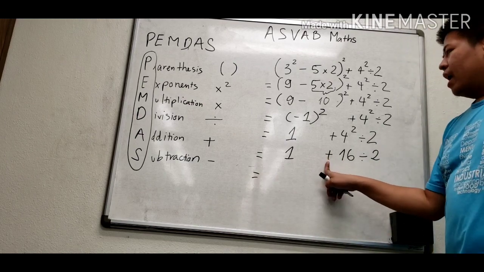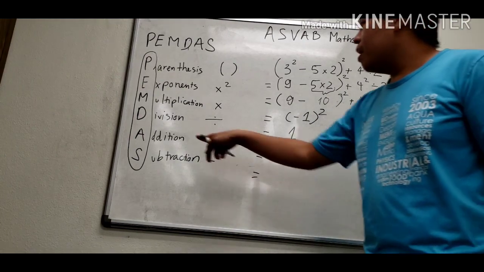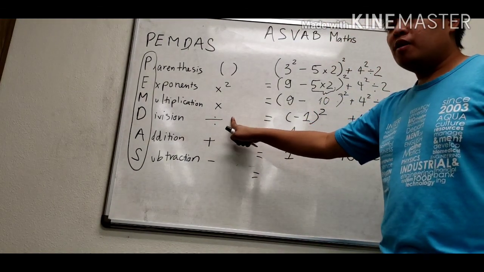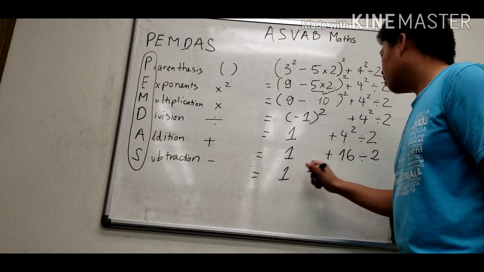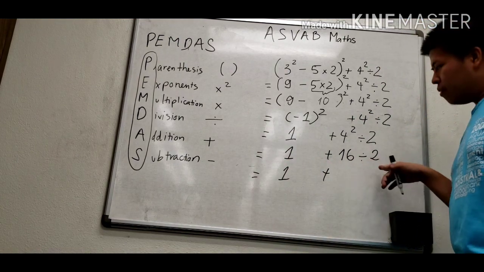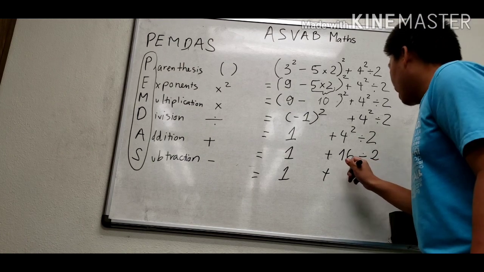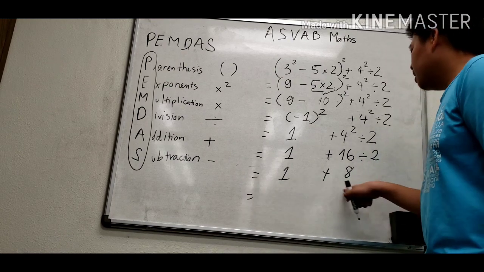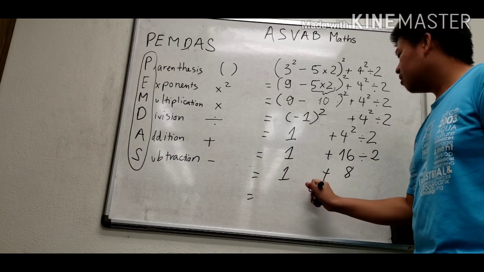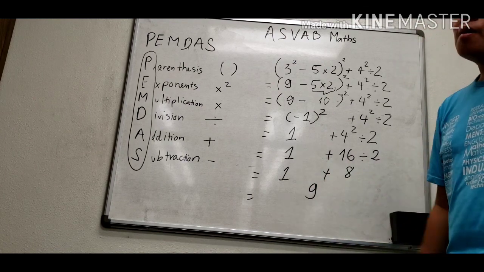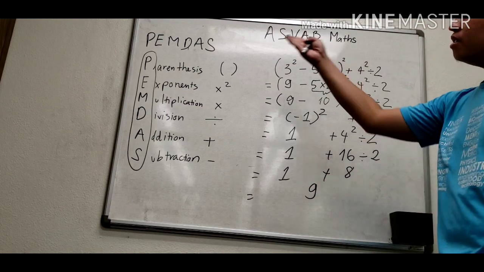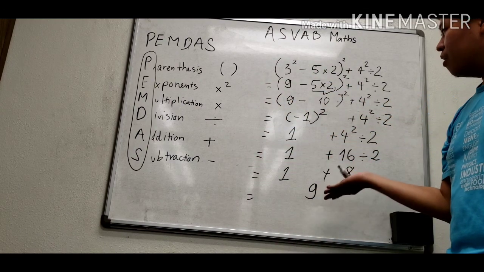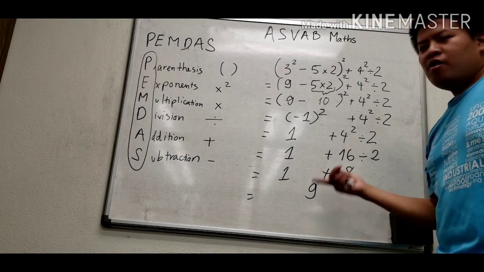We have addition and division. That's about the fourth priority. So we do division first. 16 divided by 2 is about 8. And we have 1 plus 8 is about 9. So that's the power of PEMDAS. So if you understand the PEMDAS order like this, you can find the final answer with the real number.